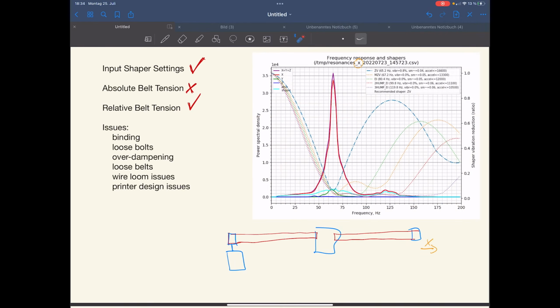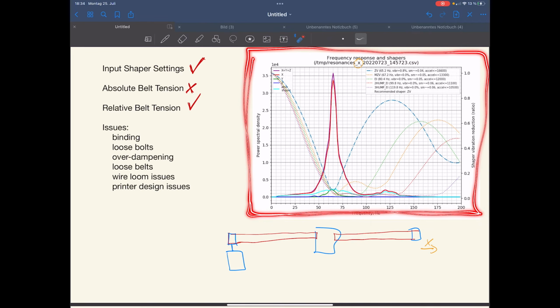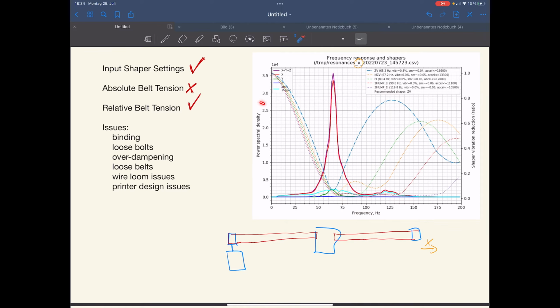So now I'd like to have a look at the input shaper graph itself. And this is basically two graphs in one. We have the measured spectral frequency over the frequency, but we also have something which is a graphical representation of the input shaper. This here is our x-axis again. This is the printhead. We have the motor. We shake along that direction. And now let's have a look at what we can see here.